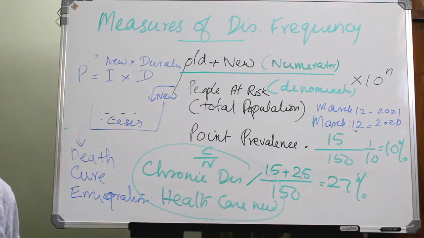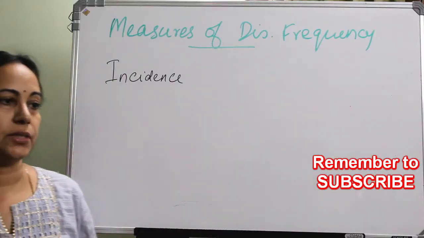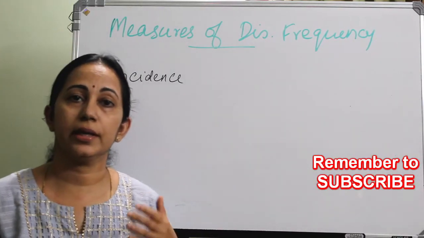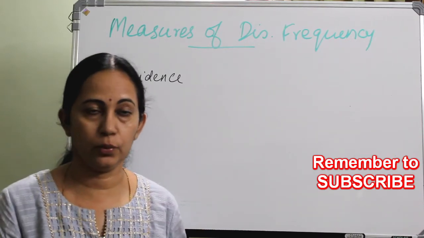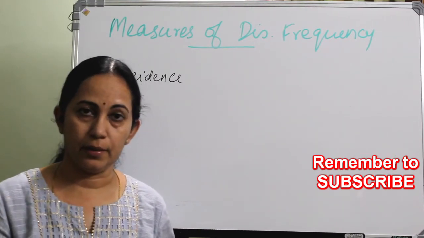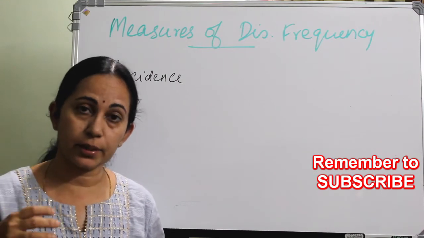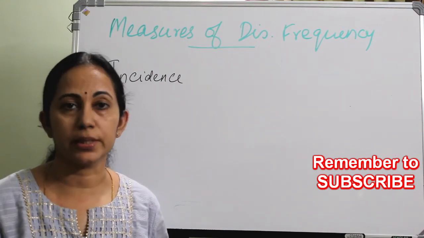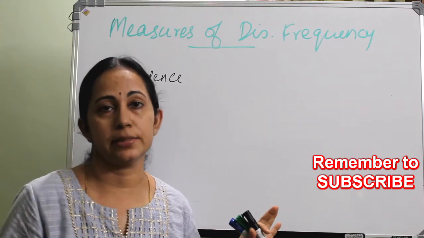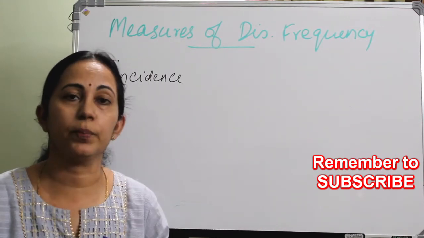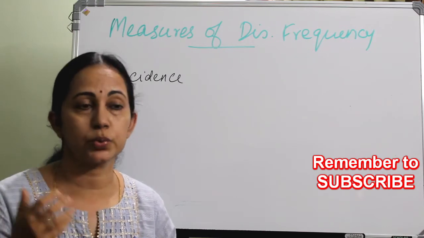Incidence is a measure of new cases occurring in a specific population over a specified time period. Okay, that is incidence. Prevalence included both old as well as new cases, but incidence is absolutely new cases occurring in a specific population, and the time period is also specific.